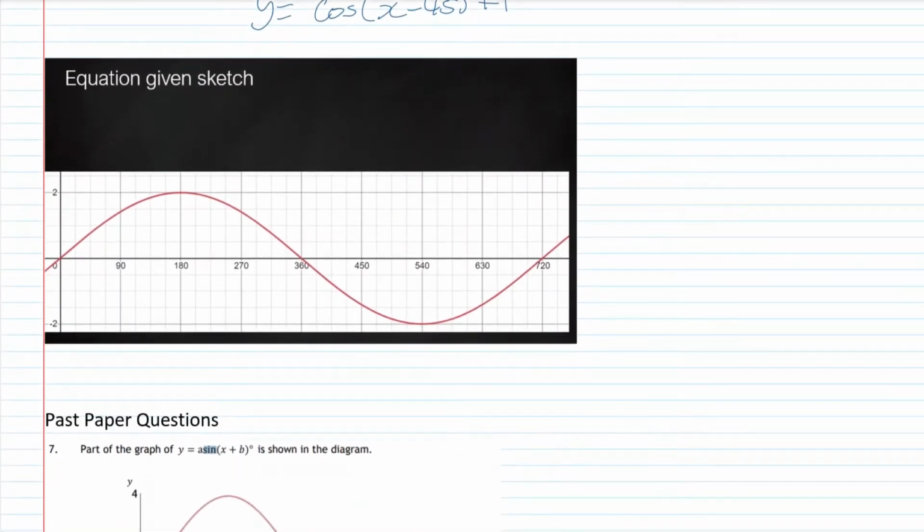Another equation given a sketch. This time it's of the form of a sine wave. So it's something times a sine wave, and this is the form that the question will give you. Okay, so A is amplitude, so let's work out the amplitude.